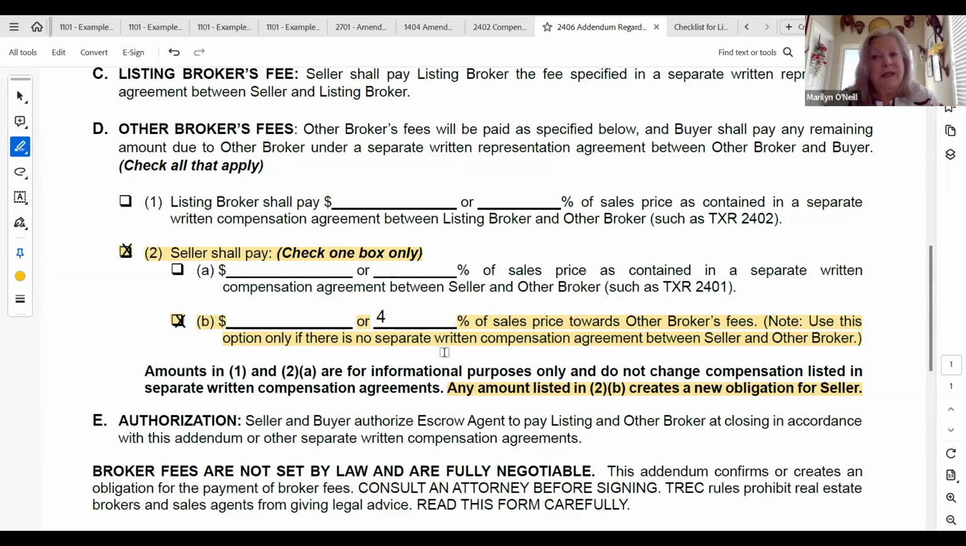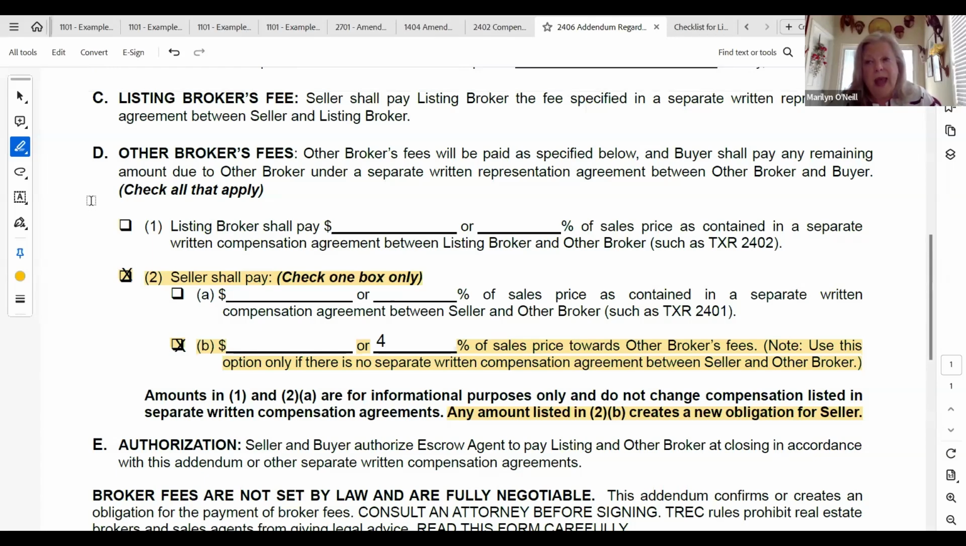So listing agents, be prepared. There's going to be some buyer's agents that are not going to get the compensation agreement between brokers, the 2402, done right beforehand. They're just going to say the buyer now wants to negotiate directly to the seller to get a certain amount towards other brokers' fees. So you have to be careful as a listing agent. Make sure you absolutely follow what's in your listing agreement, or what your seller may consider amending the listing agreement to be for. Because if your seller agrees to D2B, they are going to pay the other broker's fees.